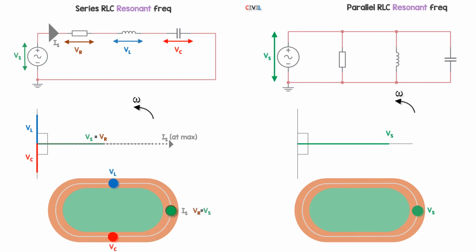Now the parallel RLC resonant frequency circuit. IL is equal to IC. The impedance is at its maximum, so the supply current equals the resistor current in phase, and they are at their minimum values.